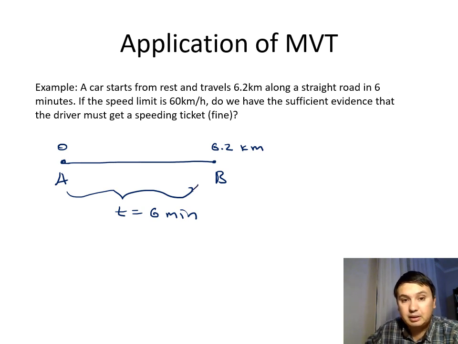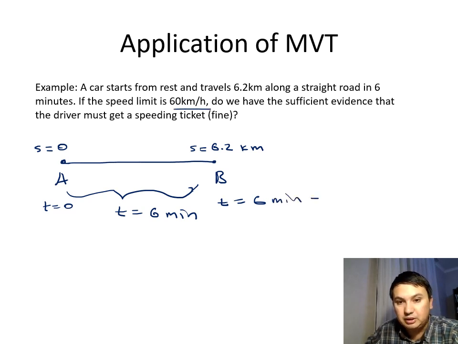Well, this is my s equal to 0. This is the position here, s equals 6.2, and initially I had t equal to 0, then at the end I had t equal to 6 minutes. But what is 6 minutes? Because I want to convert everything to hours, 6 minutes is 0.1 hour.